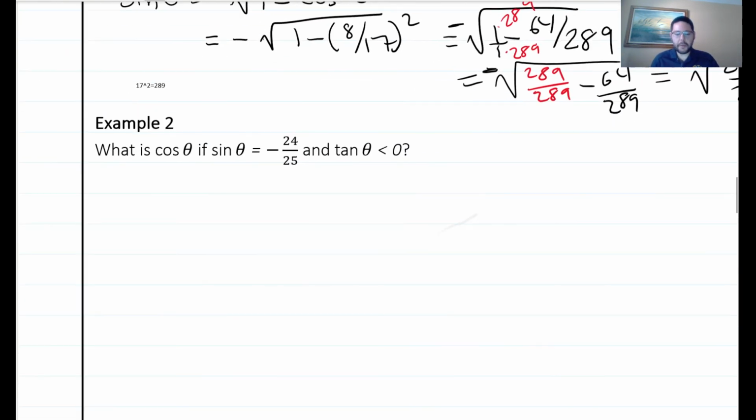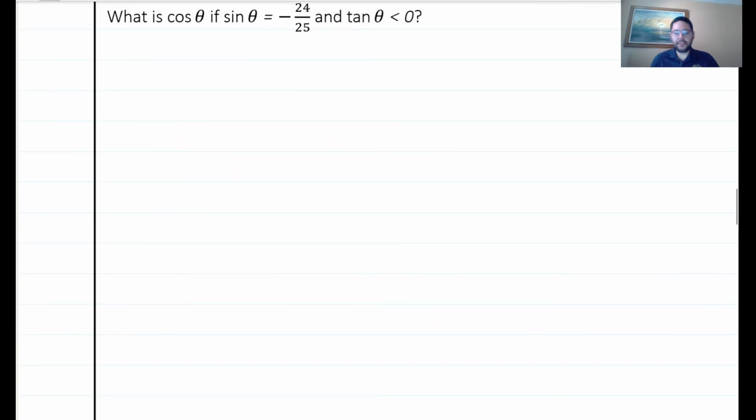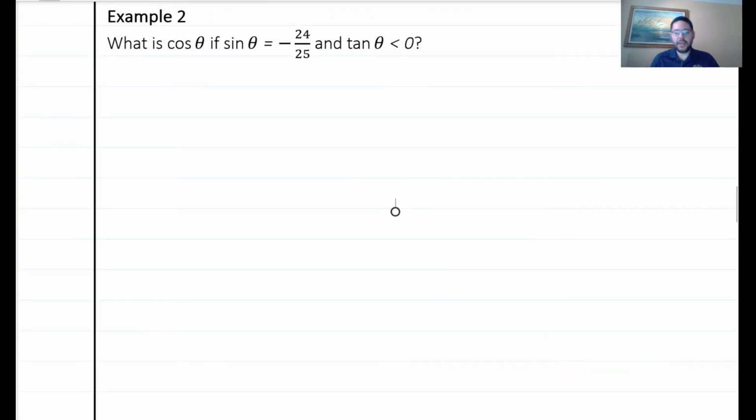Now let's look at example 2. What is the cosine of theta if sine is equal to negative 24 over 25 and the tangent is less than 0? This is saying that the tangent is negative. If you're less than 0, that means you're negative. So this is saying that tan is negative. So where is sine negative and tangent negative? Let's think about what quadrant that would be in.